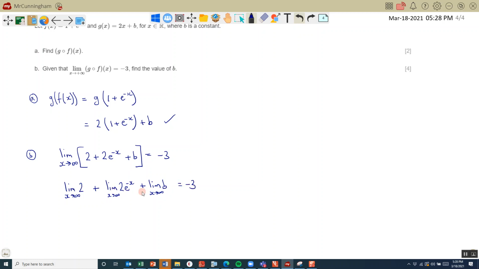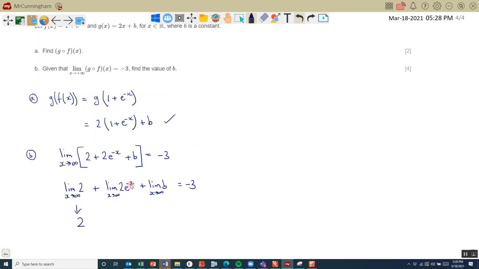Now, if I was to work out these limits, the limit of 2 as x goes to infinity: is the 2 affected in any way by the x's? No. x doesn't have any influence on this 2. This 2 is going to stay the same regardless of the value of x. So this is just going to stay as a 2.